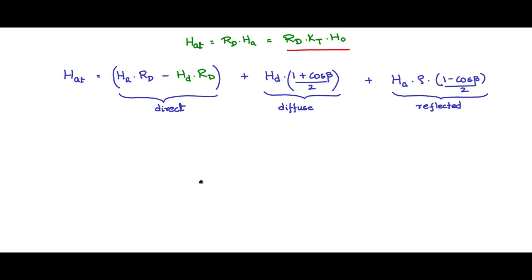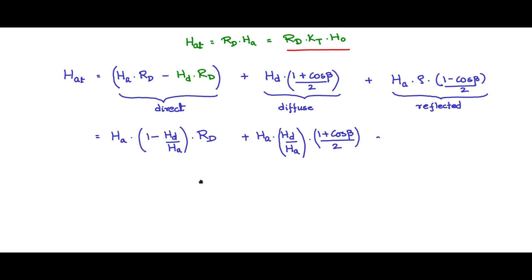So then we can simplify this. I will put it as 1 minus HD by HA into RD, that is the direct portion, plus HA into HD by HA into 1 plus cos beta by 2, diffuse portion, plus HA into rho into 1 minus cos beta by 2, this is the reflected portion. So I have HA as common factors.